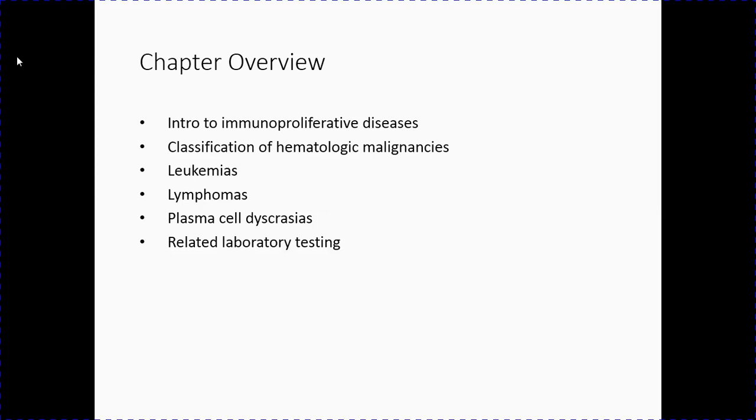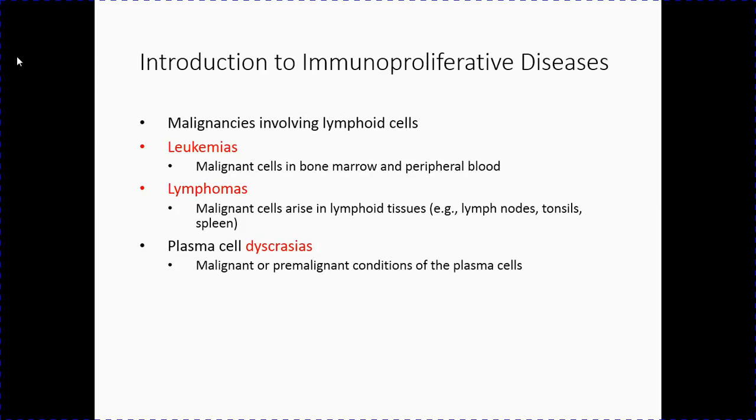In this chapter, we're going to have an introduction to look at several different malignancies associated with the immune system and the evaluation lab testing that we use to help diagnose the patients. This is just the chapter overview, and I think you can read along and see where we're going. This is just a nice roadmap of exactly where we're headed for the day.